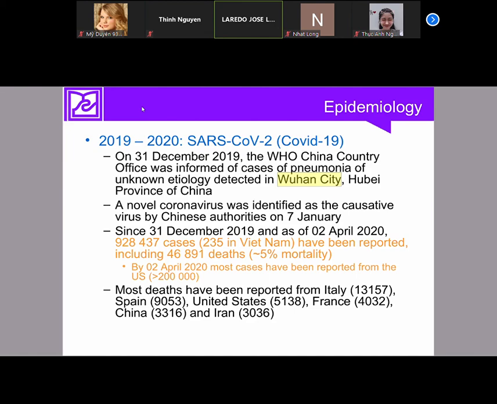However, the problem of the new coronavirus is that the transmission is very easy. The virus is very easily transmitted from human to human, and that's new. So the problem of this virus is that the transmission from human to human is very easy. That is the reason why this epidemic has become pandemic.